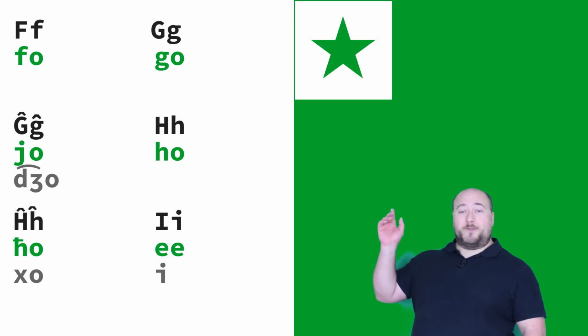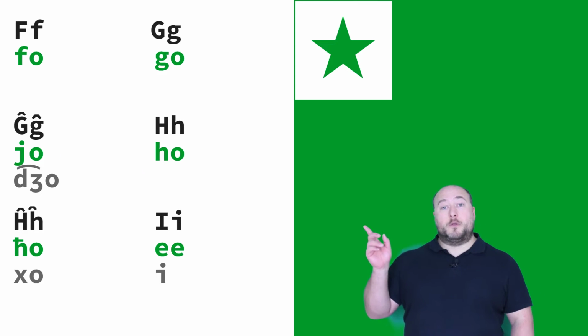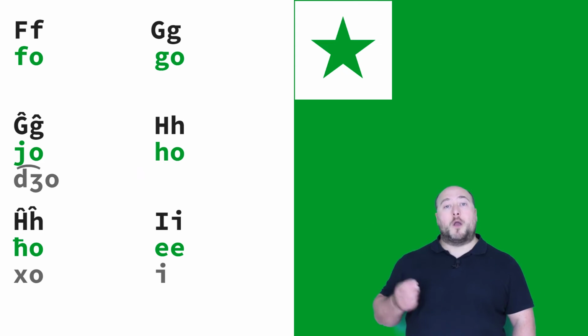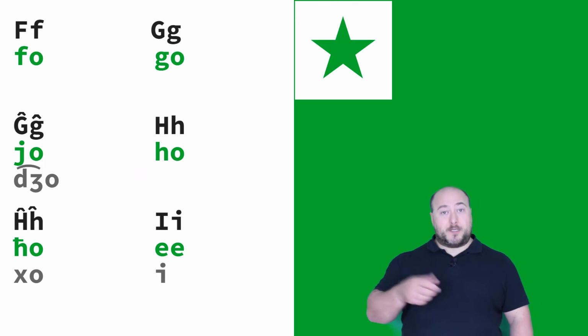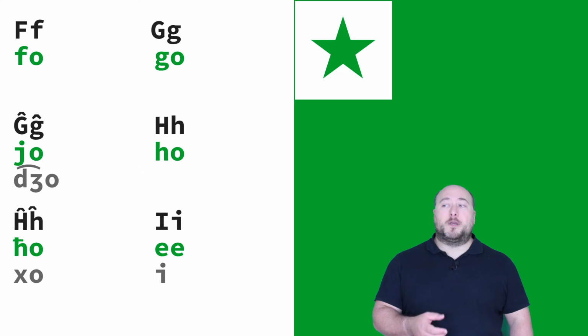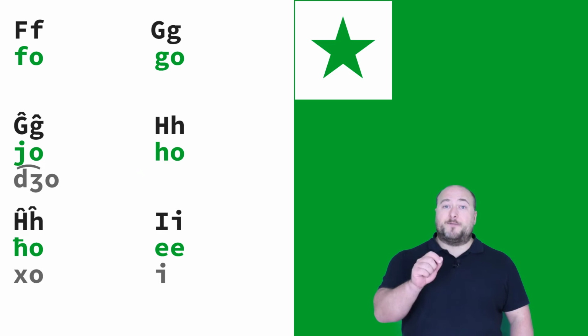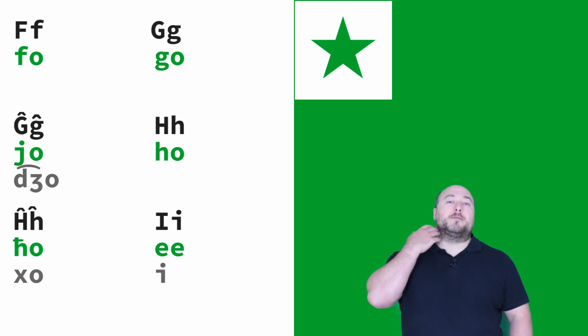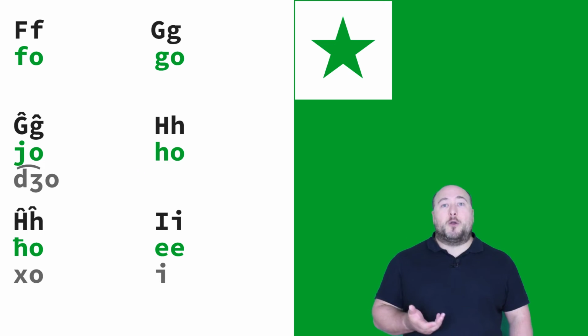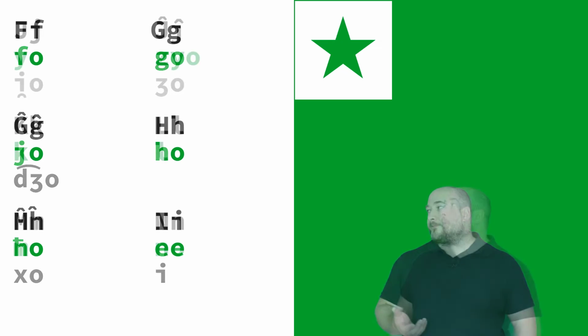So moving on, we've then got fo, go, jo, ho, and e. So again, the circumflex is doing something to the g sound, and rather than being go, it's now jo. There is a j in Esperanto, but that has a different sound, as we'll see in a moment. And then the circumflex again over the h gives it a h sound. It's that guttural sound right at the back of your throat, used in words like choro, which means choir.